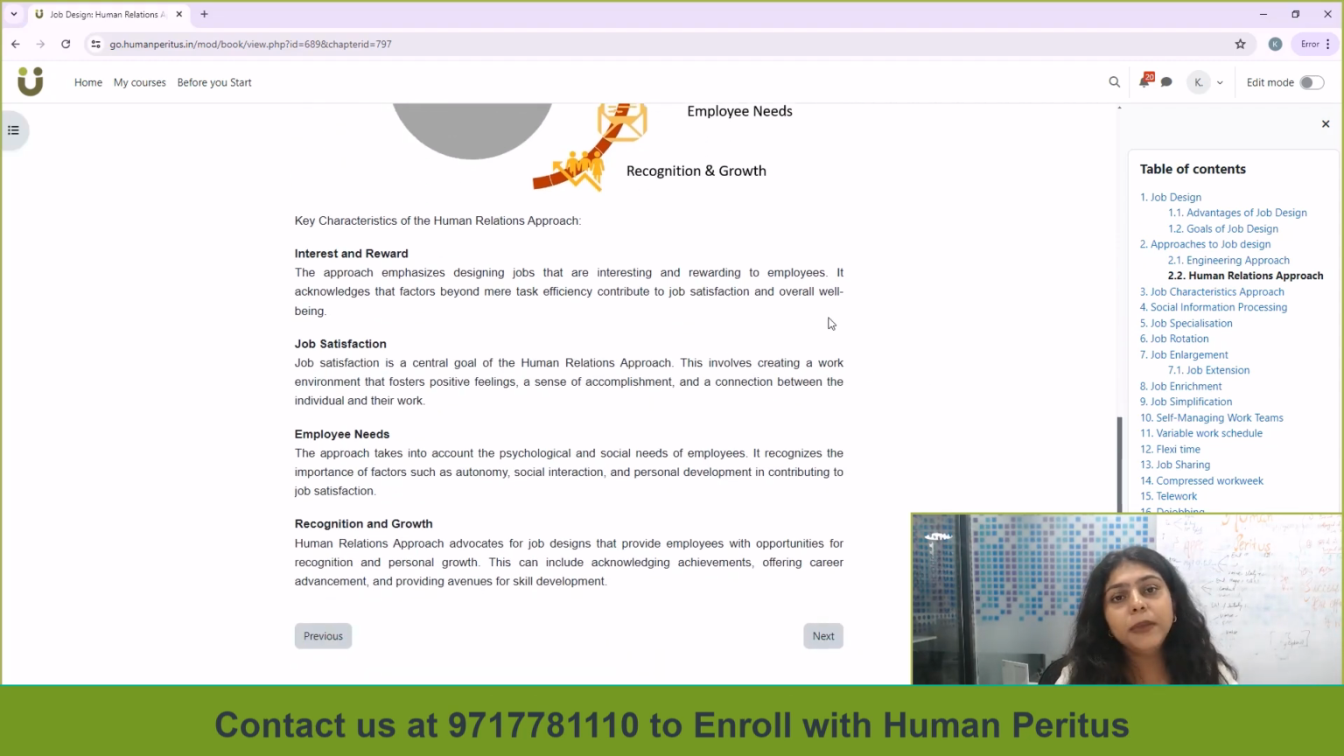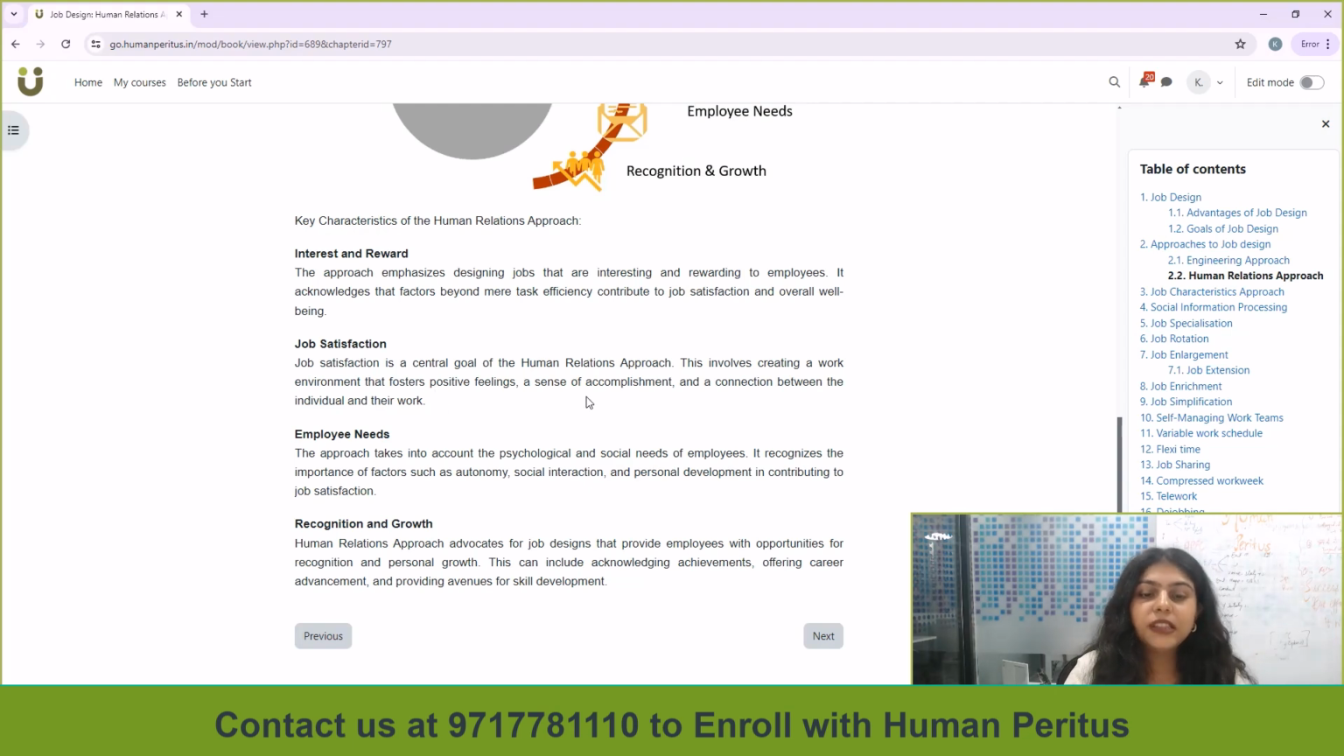Interest and reward. The job is made interesting. In one line, this approach is about aligning the needs and wants of the employee with the job. That is what used to happen in the human relations approach. The jobs are being made interesting, and they are rewarding the employees, whether monetarily through compensation, but also in the sense that they feel satisfaction and feel that they are doing something important in your organization. Then, again, job satisfaction.